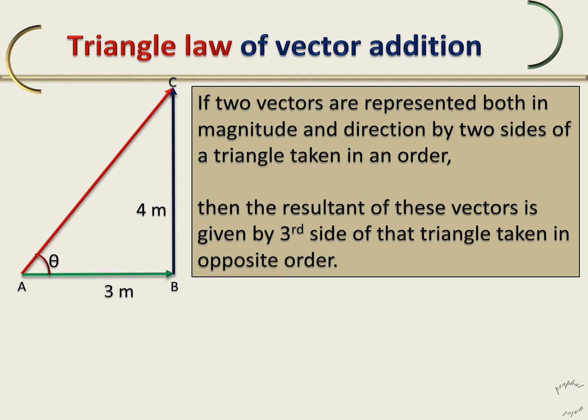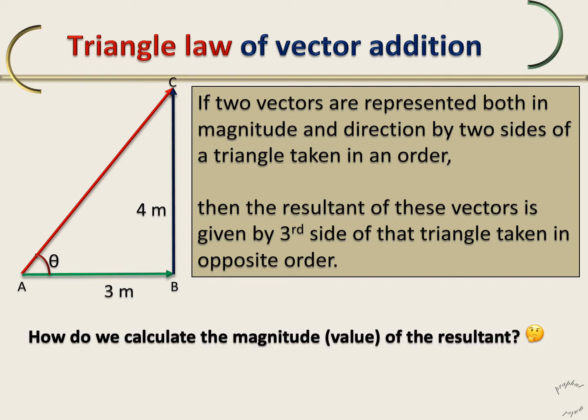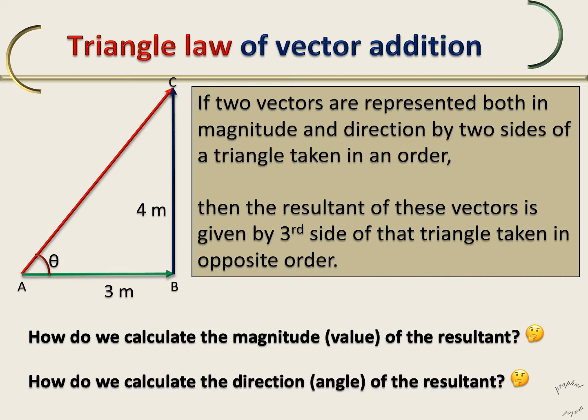Direction is usually expressed in terms of angle: how much angle it is away from the horizontal line or vertical line. So now let's see, if you could represent like this, how do you find the value of the resultant? It will be very easy if the vectors form a right triangle, meaning the angle is 90 degree. Here the angle between the 3 meter and 4 meter is 90 degree. That makes this situation simple.